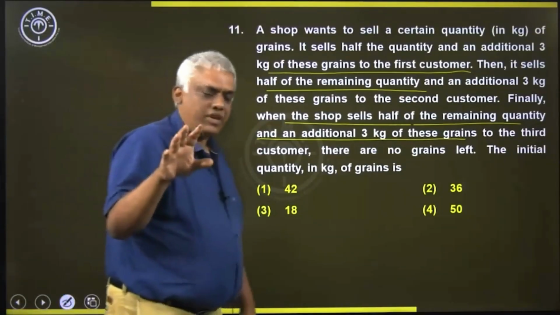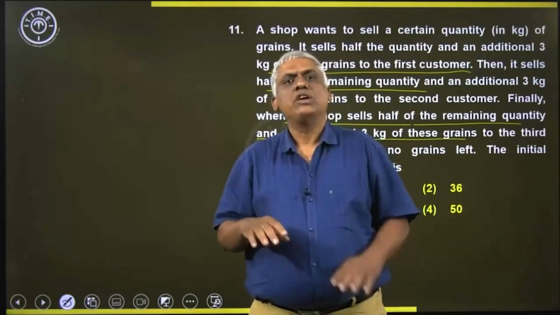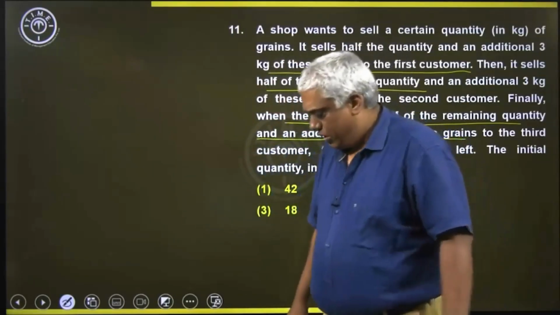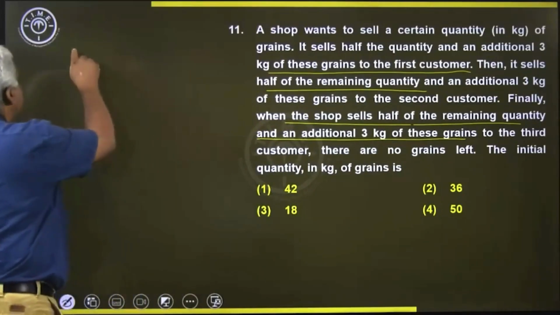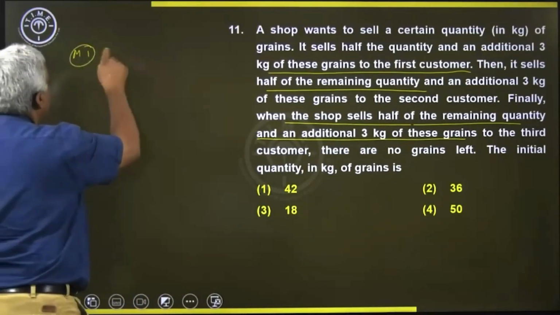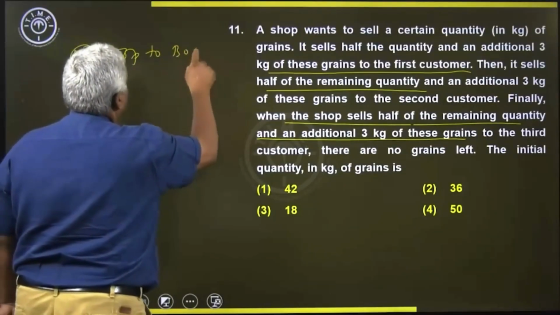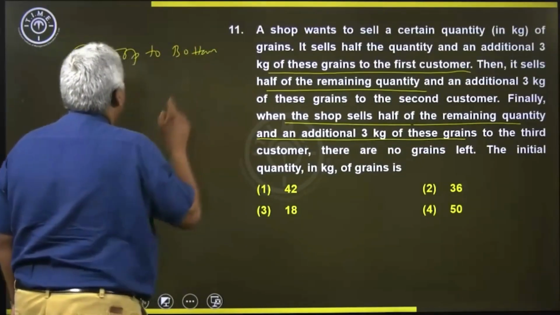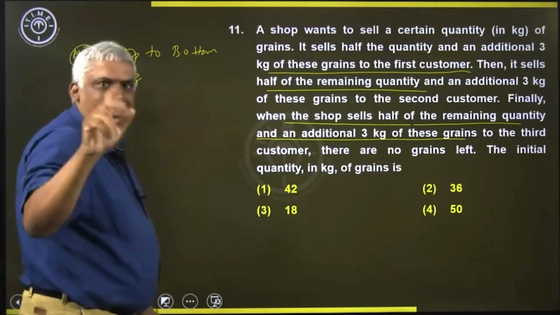See, this question we can do in two ways. One is forming an equation, the top to bottom approach, and the other is bottom to top. The first approach will be a little lengthy. If I do the first approach, that is the top to bottom approach, let's say the initial quantity was x kg.